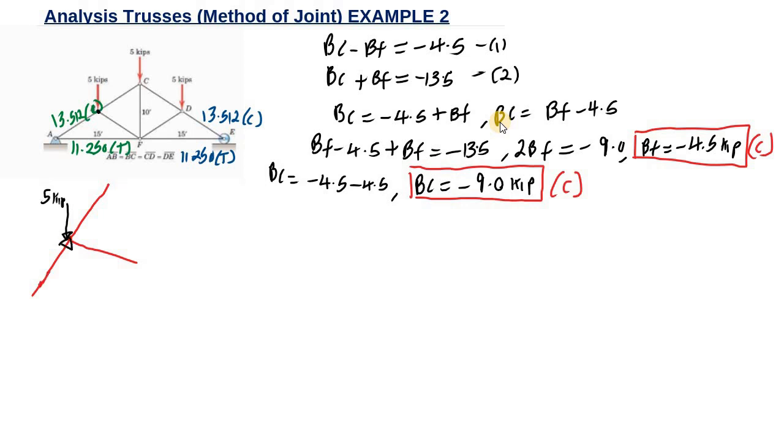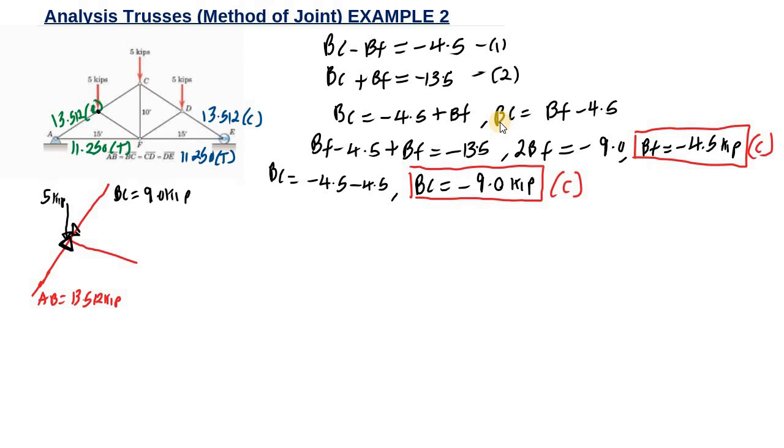We know that AB is negative 13.512 kip, and this is in compression. So AB is equal to 13.512 kip, meaning it is moving into the joint. BC is negative 9.0 kip and it is in compression, so it is also moving into the joint. So BC is equal to 9.0 kip.